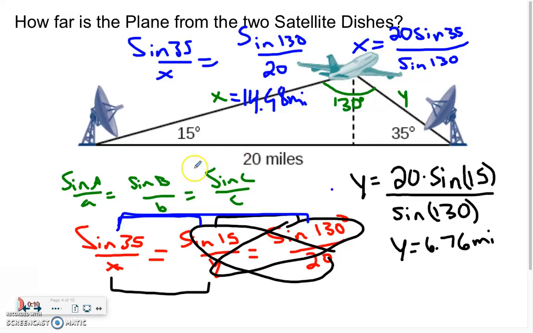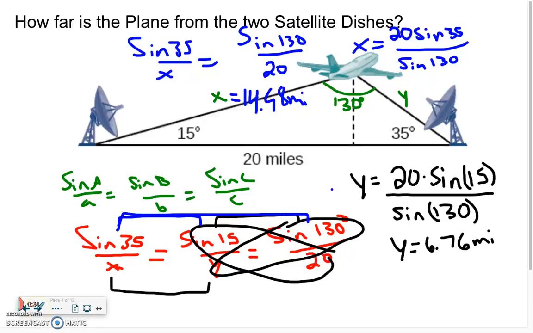So, just to recap there, we set our formula up. Sine of 35 over x is equal to sine of 15 over y is equal to sine of 130 over 20. And then we picked our scenarios in terms of cross multiplying. So we got the distance of 6.78 for y, across from the 15-degree angle, and then the airplane is 14.98 miles across from the second tower, or second satellite over here.